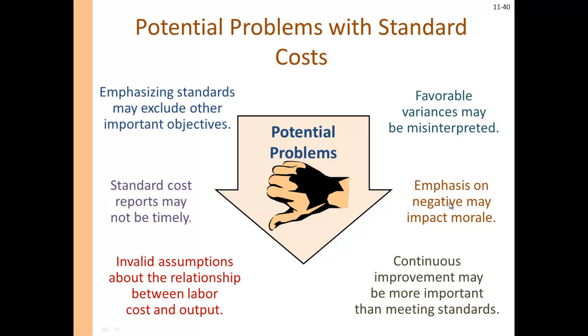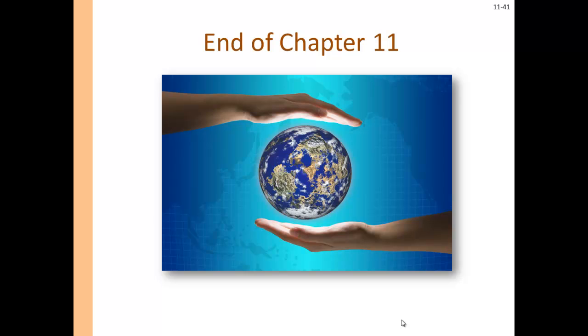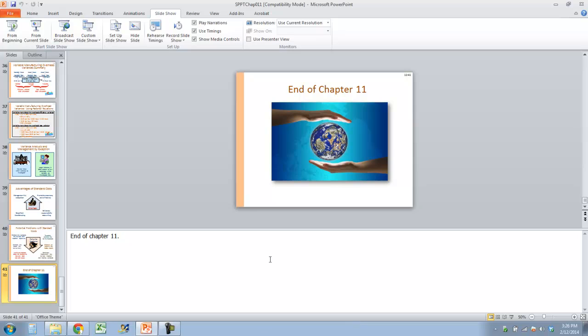Disadvantages: it could have a negative impact on morale. Favorable variances may be misrepresented. Emphasizing standards may exclude other important objectives. Standard cost reports may not be timely. There may be invalid assumptions about the relationship between labor cost and output. And continuous improvement may be more important than meeting certain standards. We're going to do some actual exercises in this chapter. That will be a separate video.